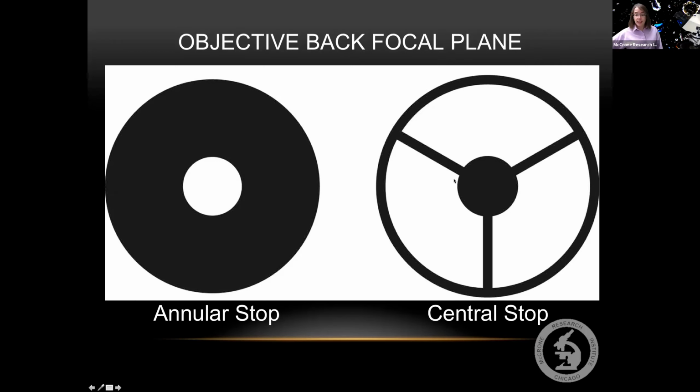On the right-hand side, this is a representation of central stop dispersion staining. With central stop dispersion staining, there's an opaque disc in the center of the objective in the back focal plane. In this representation, this opaque disc is held in place by some pins. In some models of dispersion staining objective, this is a piece of metal or plastic that's held in place with pins that are adjustable to enable you to adjust the position of this stop and ensure that it's centered.